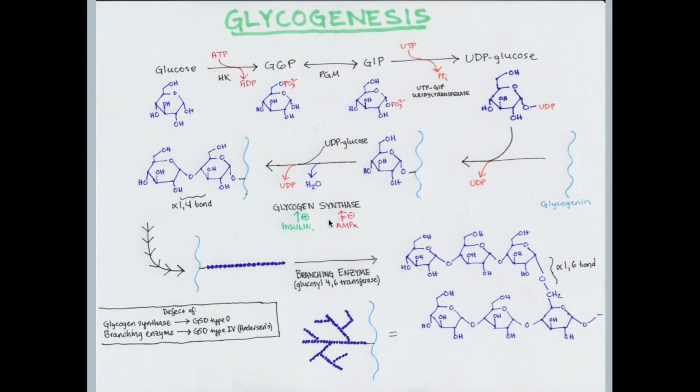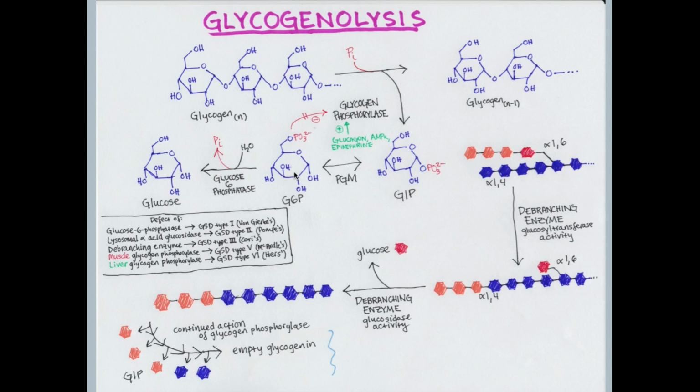So AMP will downregulate glycogen synthase. And there's other things that regulate glycogen synthase, and this is indirect, but these are the ones you'll want to be aware of for the test. Okay, glycogenolysis is a different process.